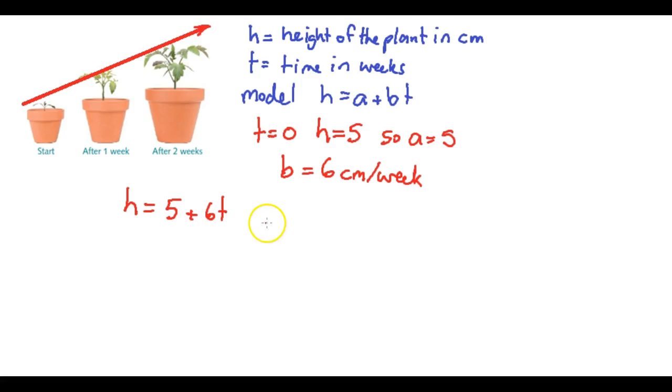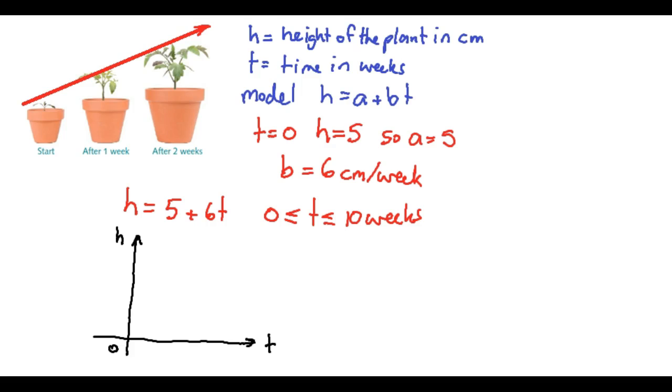In this case, whoever did this experiment did it for 10 weeks. So one of the things we could say is that the time for our experiment is restricted between time equals 0 weeks and time equals 10 weeks. And so our model is really good for making predictions within this period of time. Let's have a look at the sketch of this model.